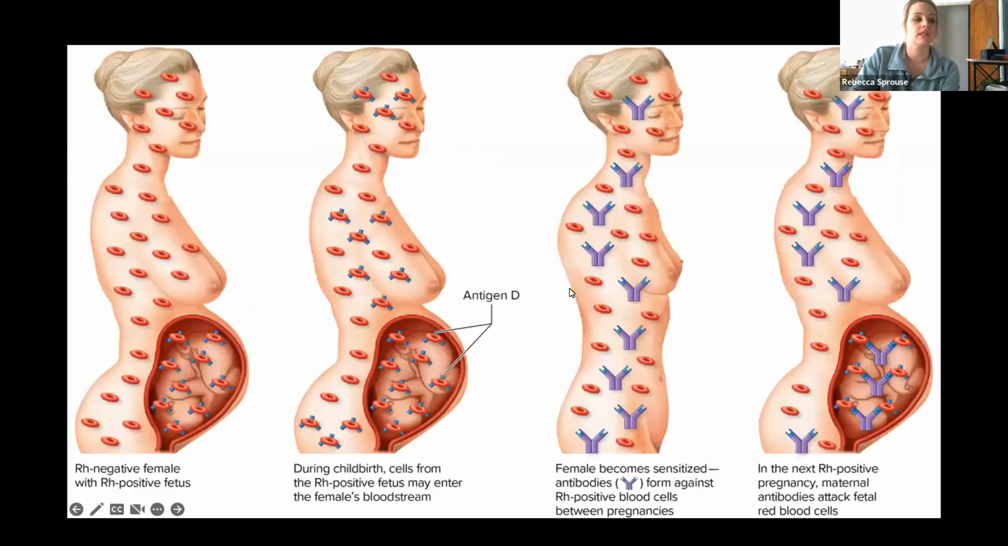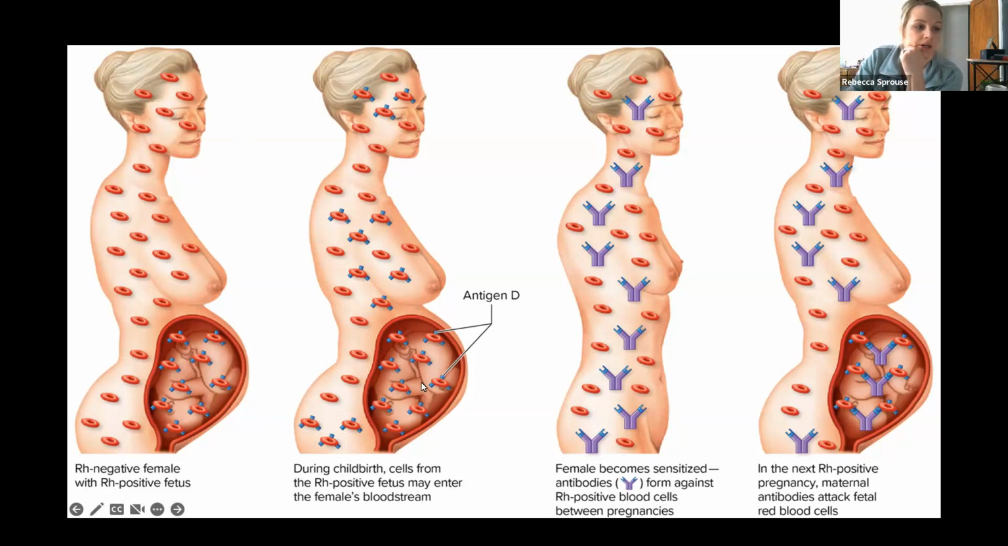Now, here's what this looks like in a picture. So here's Rh negative mom. Okay, Rh negative mom, nothing on her blood cells, right? She has a fetus who has this little antigen here, which we're going to call D, antigen D, which means this fetus is positive. And in order for that to happen, the father of that child has to be Rh positive. Okay, so mom's body doesn't care about that fetus for her first pregnancy.